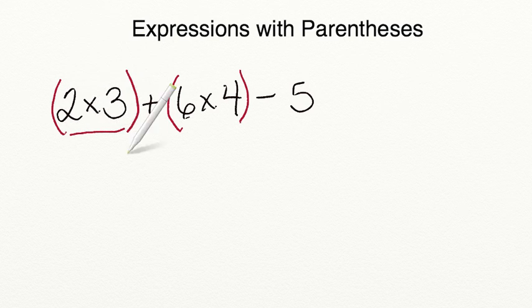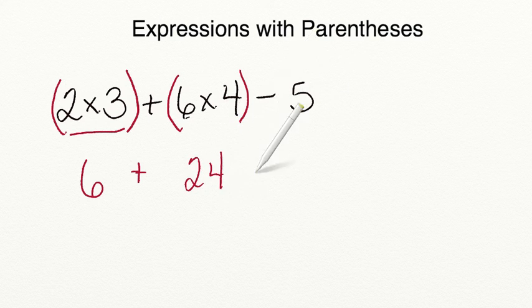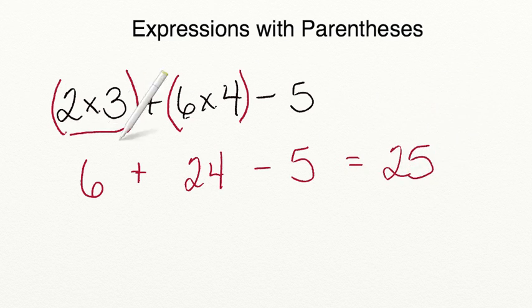So 2 times 3 equals 6. And then you can solve your second set of parentheses. 6 times 4 equals 24. And then you can complete the rest of your expression. So 6 plus 24 equals 30, minus 5 equals 25. So as you can see, we still completed this expression with more than one set of parentheses. But we started with our first set to the left, completed that set of parentheses, and then just moved on to the next set of parentheses.